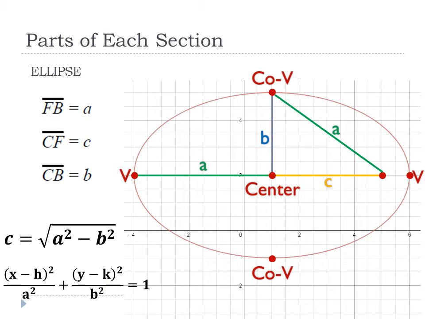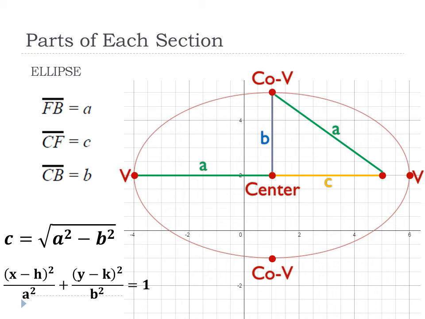So, you found the center, you found the distance from the center to the vertex, which is A, so you can find the vertex. You also have the distance B, which is the distance from the center to the covertex, okay? So, all this data you can find just by looking at the equation. The only thing you're missing is C, okay?